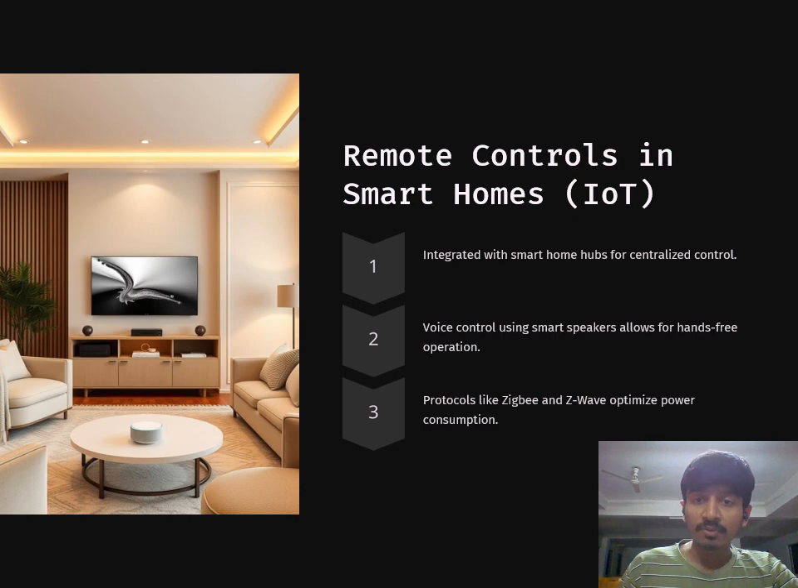Remote controls are very useful in smart homes. They interact with smart home hubs for centralized control. Voice control using smart speakers allows for hands-free operation. Protocols like Zigbee and Z-Wave optimize power consumption.